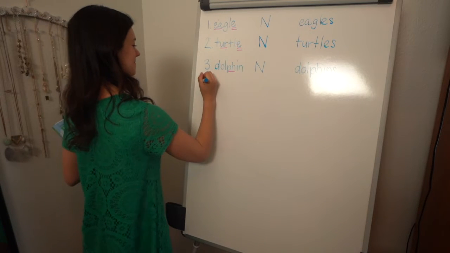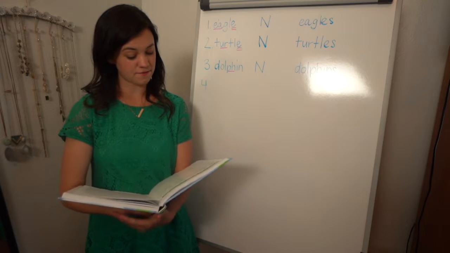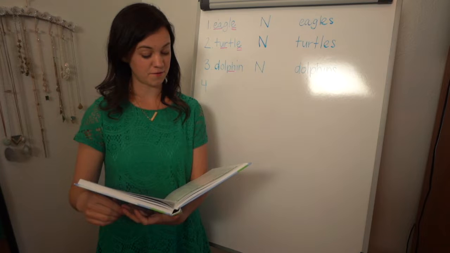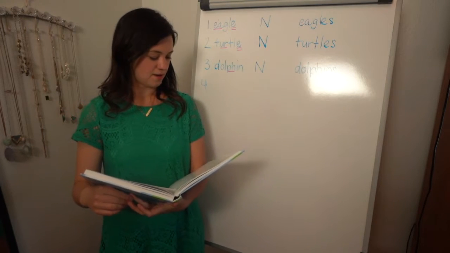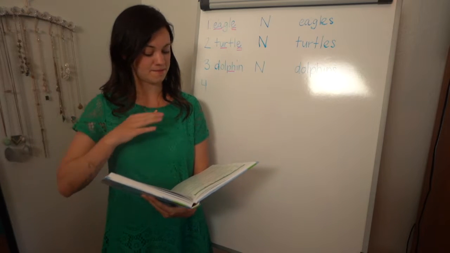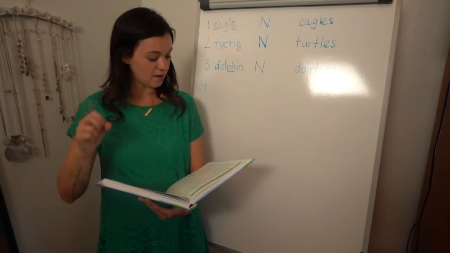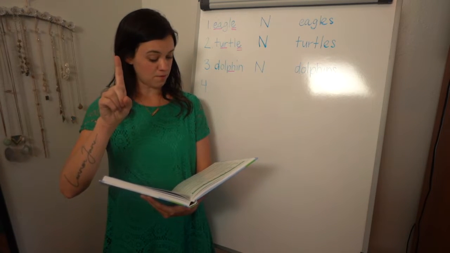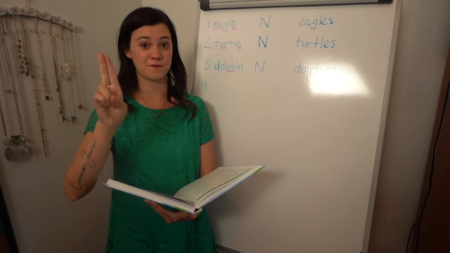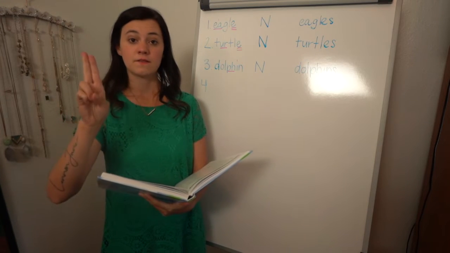Number 4. Number 4 is photograph. I took a photograph of the beautiful waterfall. Photograph. How many syllables in photograph? Yes, 3. Photograph. I'm going to finger spell it for you. F-O-T-O-G-R-A-F. Go ahead and try to write it.